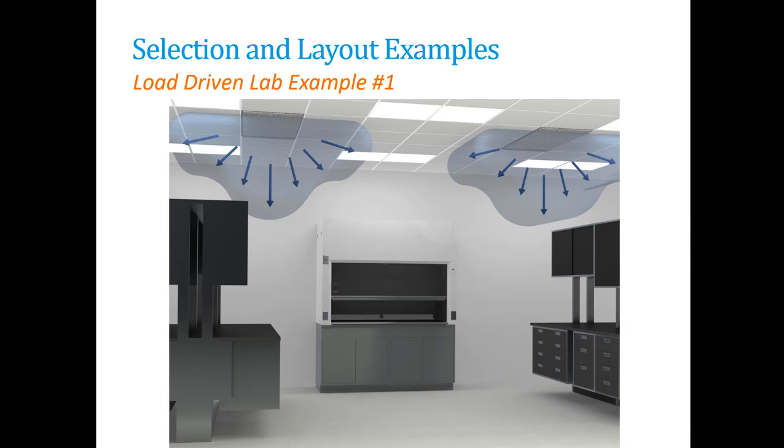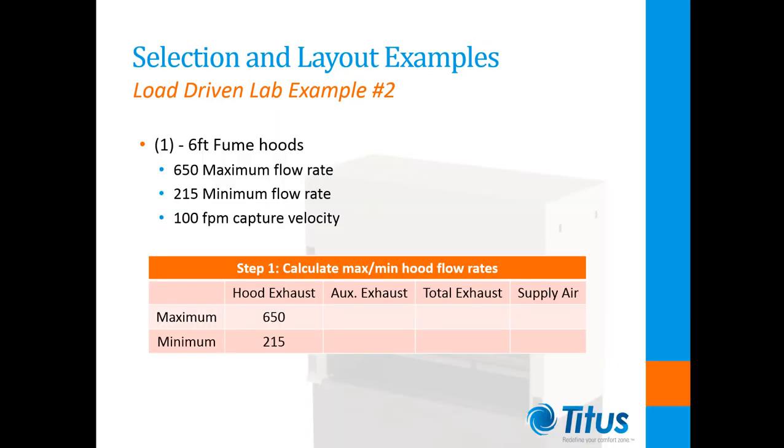As mentioned previously, since most laboratories use 100% outdoor air, this would result in significant energy savings, especially if there's a large quantity of lab spaces that had similar design criteria. Min and max fume hood airflows are 215 and 650 CFM, just as in the previous example. Again, the maximum hood exhaust rate exceeds the ventilation requirements.